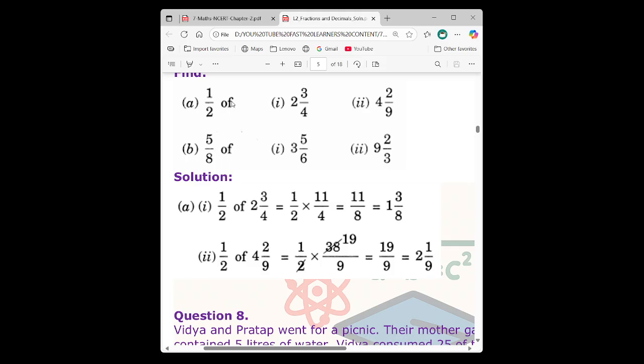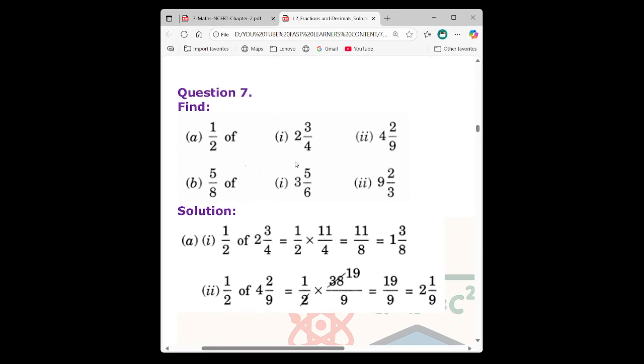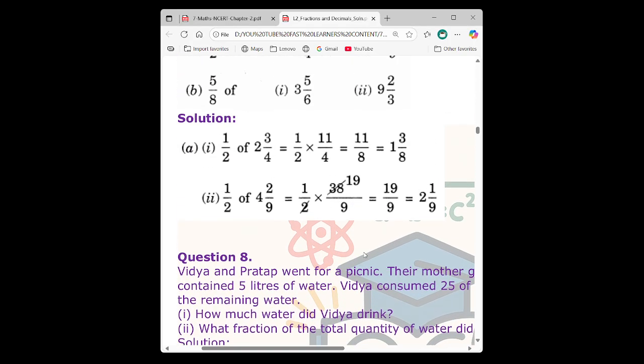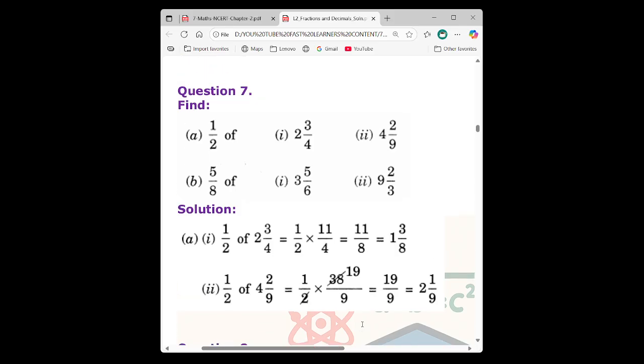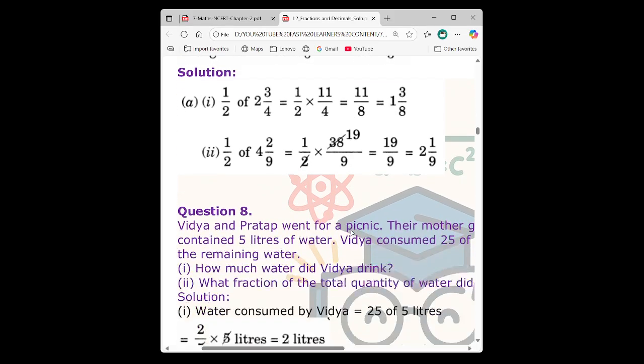Again, 1/2 of 2 whole 3 upon 4 and 1/2 of 4 whole 2 upon 9 you have to do. So here again mixed fraction, convert them into improper fraction and find out the answer. These are very easy sums. You may find it difficult in the beginning, but as you practice them, you will learn them.